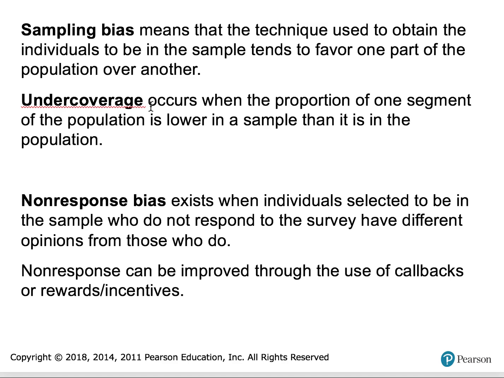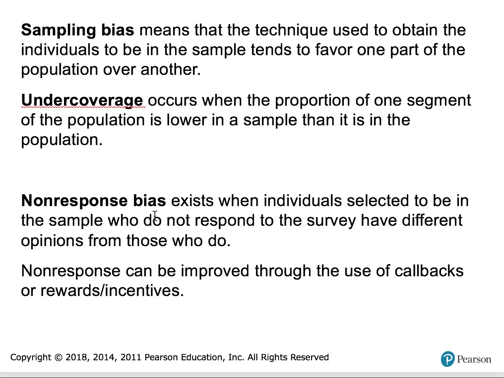And their sample they got from telephone directories and automobile owner lists. Well, in 1936, the only people that had telephones and automobiles were wealthy people. So therefore, the poor people suffered severe undercoverage. And as a result, they predicted that Landon would beat Roosevelt. But have you ever heard of President Landon? No, they were wrong, right? They had severe sampling bias.